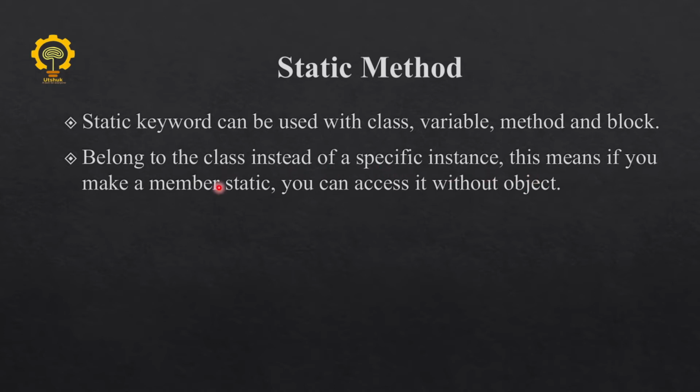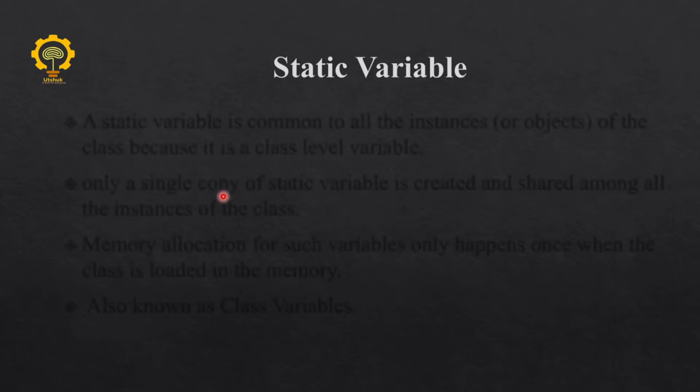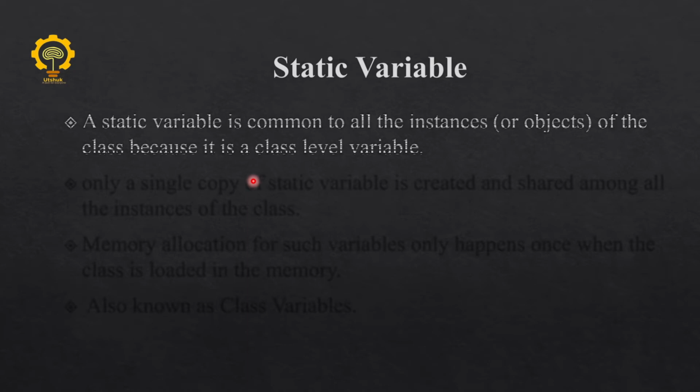This means that if you define a static method, then you can access it without creating its object. So basically, when we define a static method, it can be accessed within the static main method, and in order to access the static method, we can easily access it without creating its object. Another is the static variable.